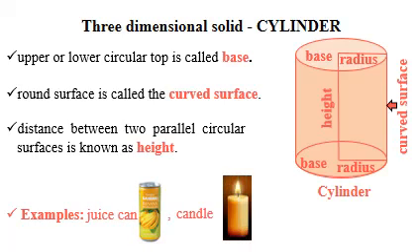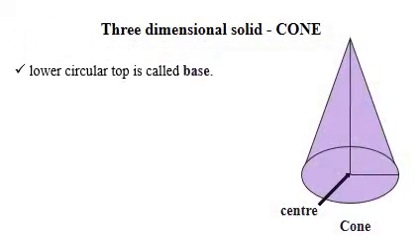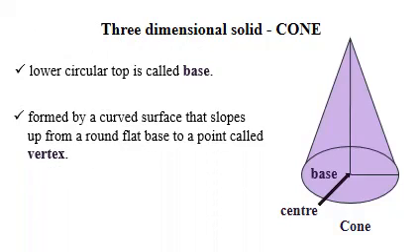Juice can and candle are the daily life examples of a cylinder. The last three-dimensional solid which we are going to learn today is cone. The lower circular top of the cone is called its base. Please look at the figure. This is the base of the cone. How is cone formed? A cone is formed by a curved surface that slopes up from a round flat base to a point called vertex. Please look at the figure. This is the vertex. And how is cone formed? It is formed by a curved surface that slopes up from a round flat base to a point called vertex.